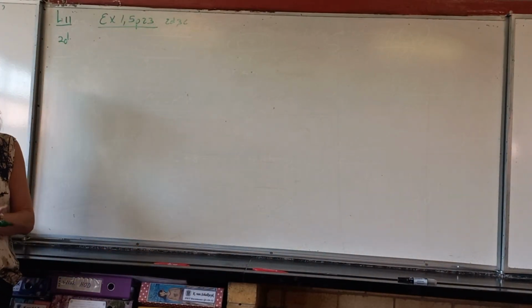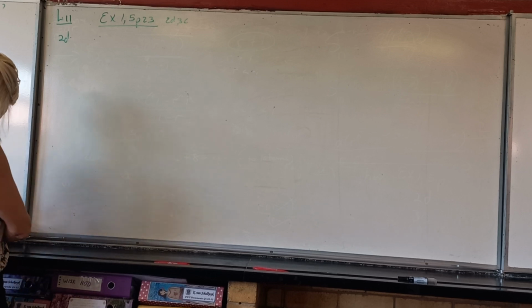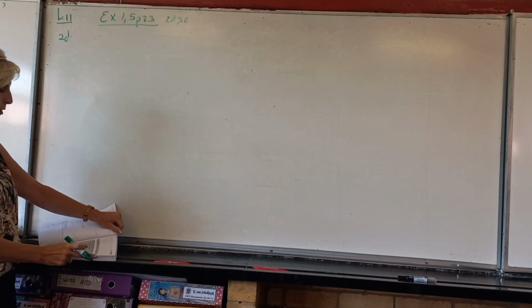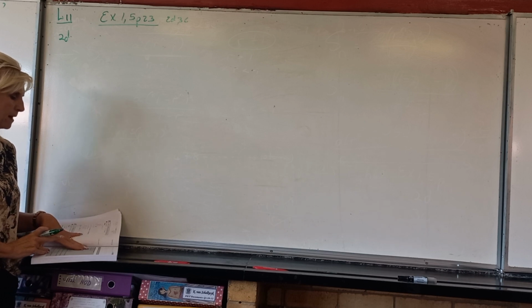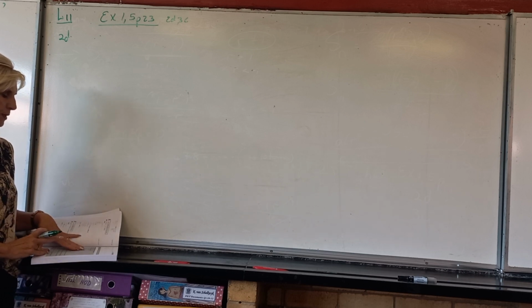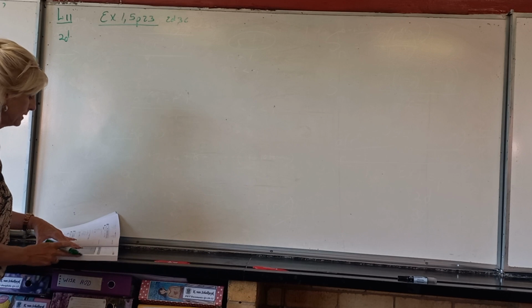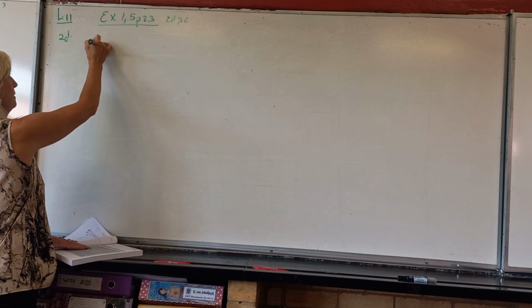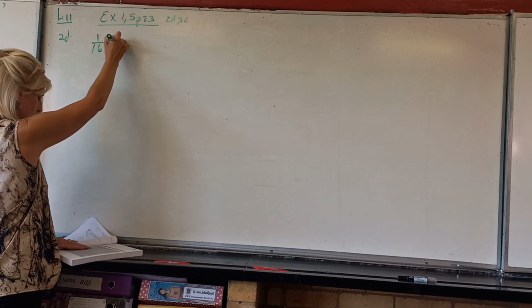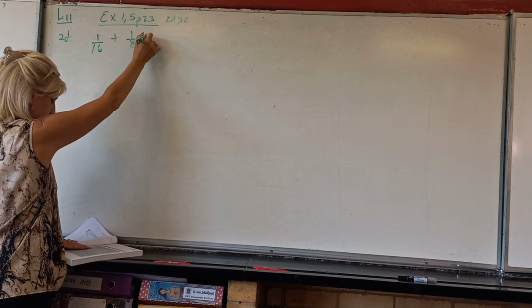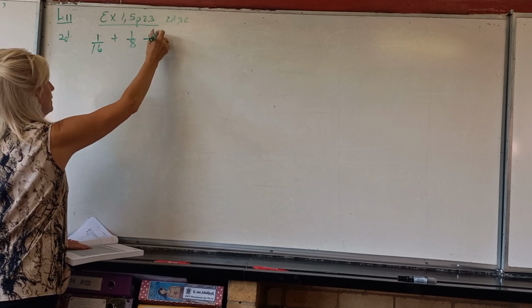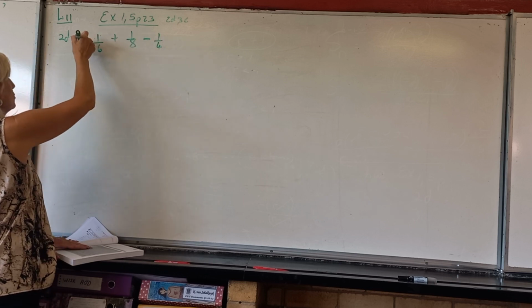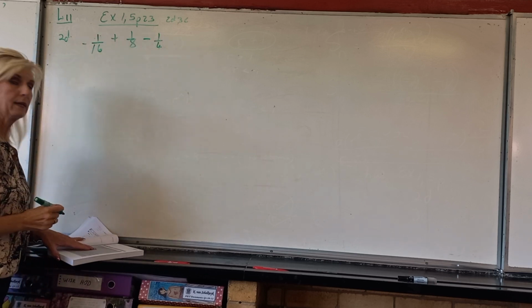Still with geometric series. We are in exercise 1.5. Question number 2D says, find the sum of the following geometric series. Number 2D was 1 over 16 plus 1 over 8 plus... what is the minus? Sorry. Negative 1 over 4, and the 16 was also a negative.